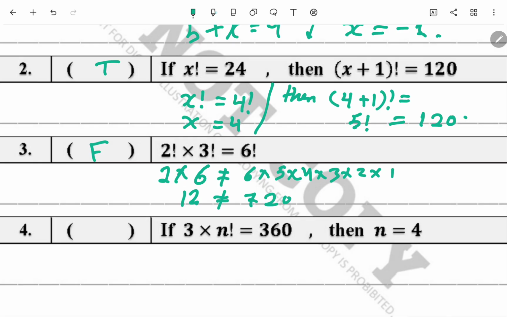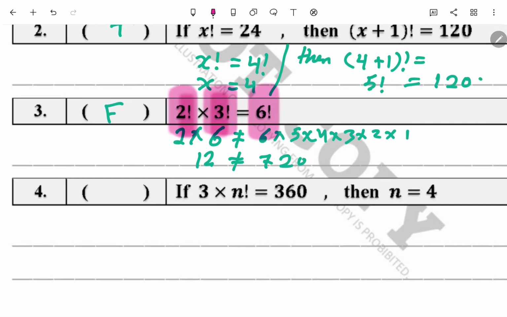And we said before that if you have one factorial multiplied by another, you can't multiply them and make it 1 factorial.